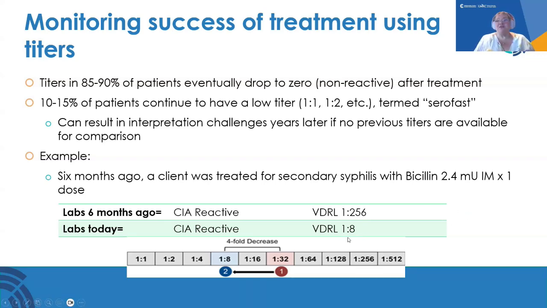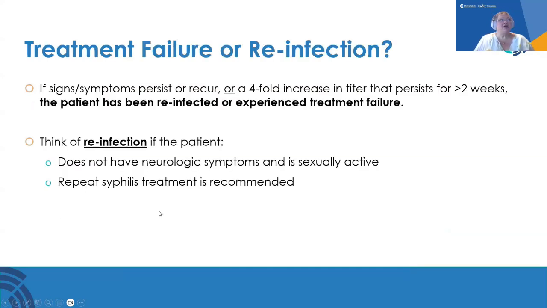Just because we want them to get down to non-reactive really quickly, we do know that it can take some time. It can take up to a year and sometimes even longer. But if they have had that fourfold decrease, then we're good to go. If signs and symptoms persist or recur, or a fourfold increase persists for greater than 2 weeks, we need to be thinking about, have they been reinfected or have they experienced a treatment failure?